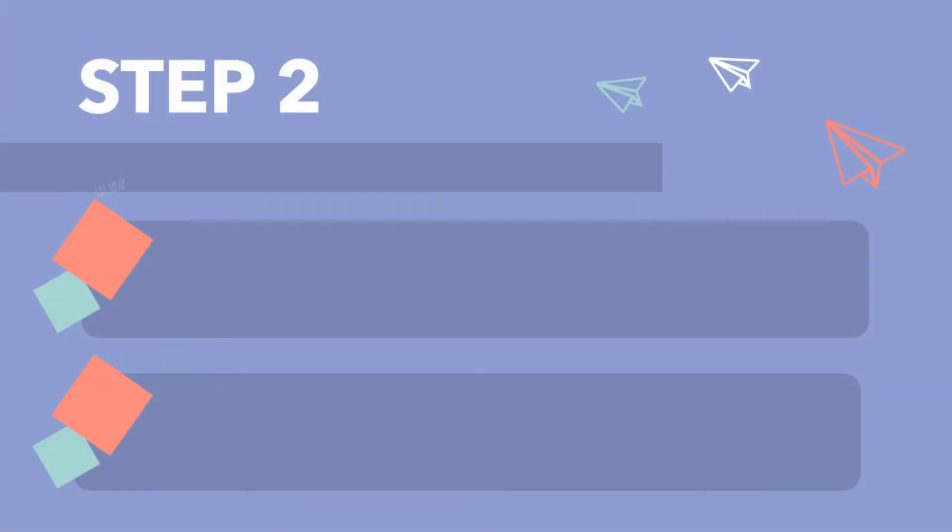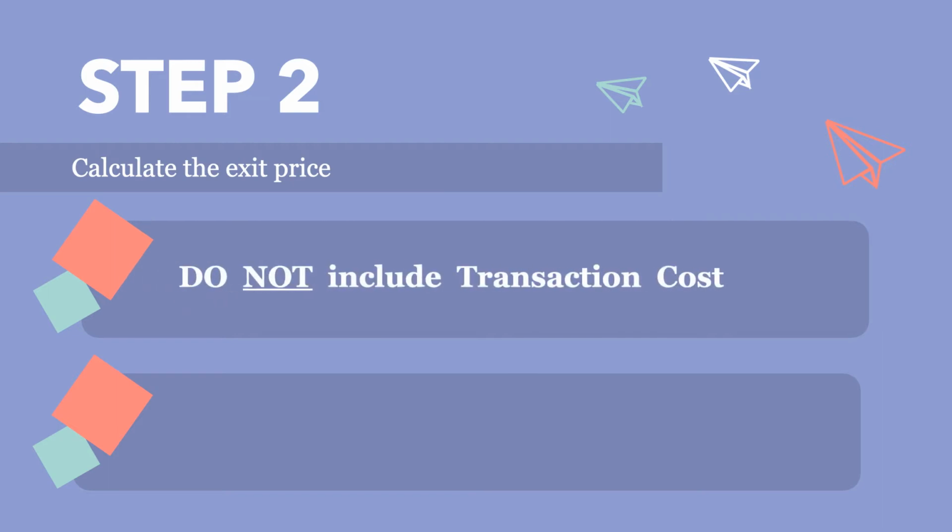Step 2, calculating that fair value. Now, this is an important one. So when calculating the fair value, we take the selling price that we determined from the market in step 1 and make a few changes to it. Remember that we will not include the transaction cost, but we will include the transportation cost.